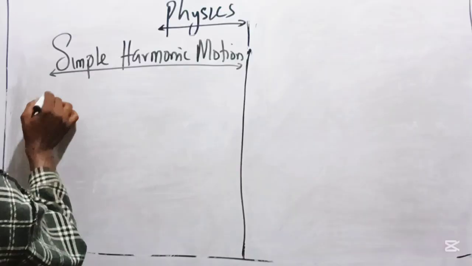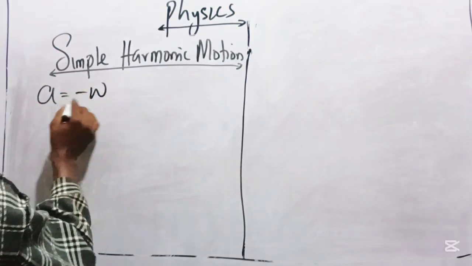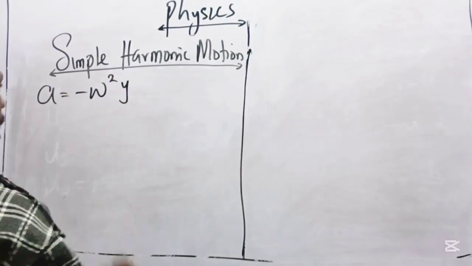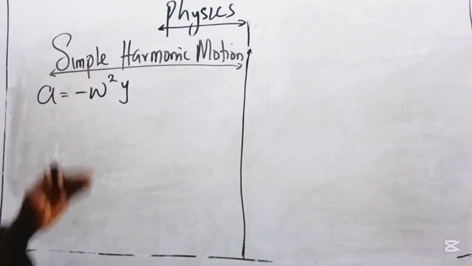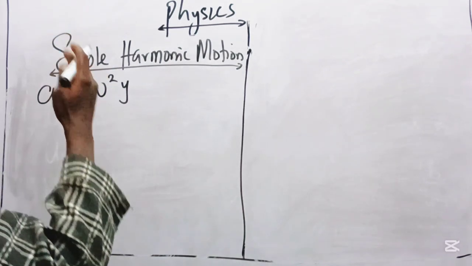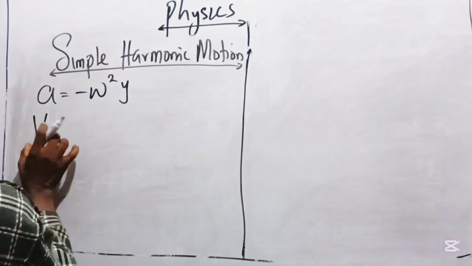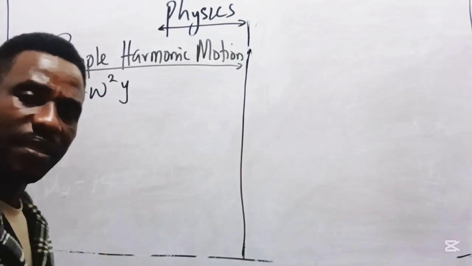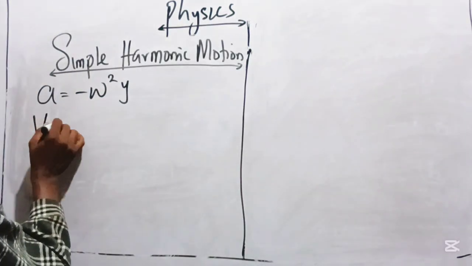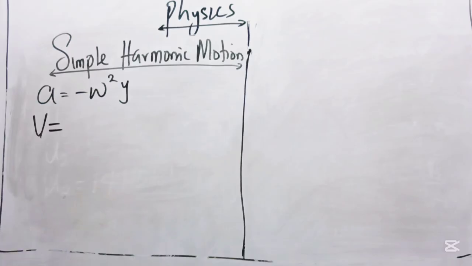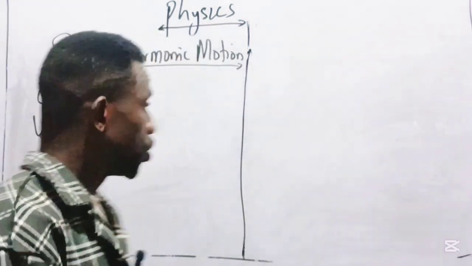So the acceleration of a body exhibiting simple harmonic motion is minus w squared y along the y axis. Okay, now this is along the y axis if it is going to and fro, up and down. Now we can also look for the velocity of a body exhibiting simple harmonic motion. So how do we get that?